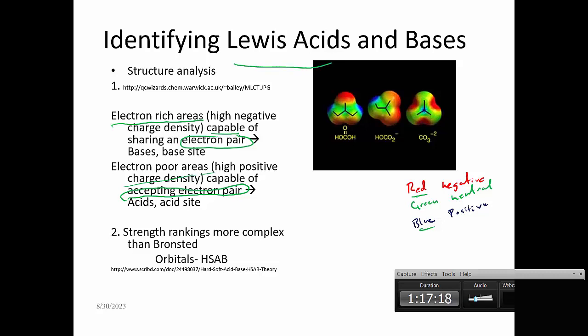When we look at Lewis acid-base strength, when we form covalent bonds, we use molecular orbital theory for that. And the strength rankings are more complex than Bronsted. We don't have a simple table for that because it depends. Like sulfide. Sulfide would be a strong base for certain acids, but a weak base for other acids. Sulfide would be a strong base for soft acids, but it would be a weak base for hard acids. And so we have to use HSAB.